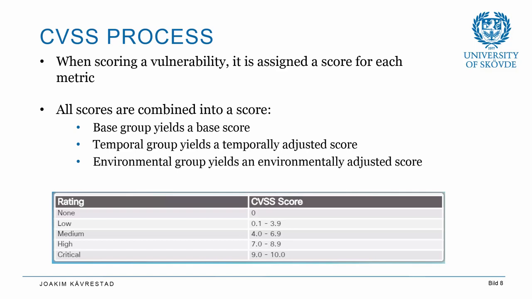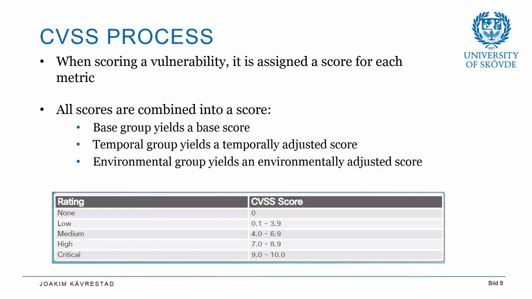So let's start looking at the process just briefly. When scoring a vulnerability, it's assigned a score for each metric and then each metric group, and then all scores are combined into one final rating. So the base group will yield a base score. And then we can apply the temporal group score, which will yield a temporally adjusted score. So it's a base score adjusted for the metrics in the temporal group. And then we can also apply the metrics from the environmental group, and then we'll get an environmentally adjusted score.